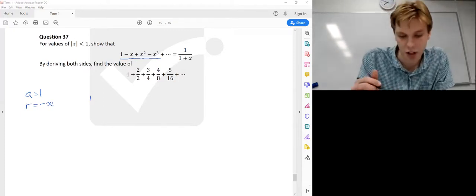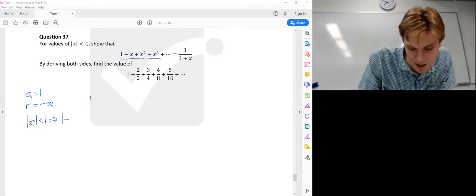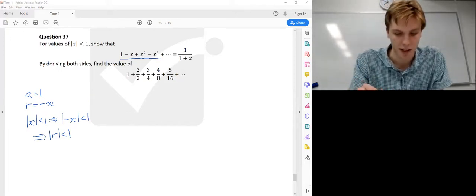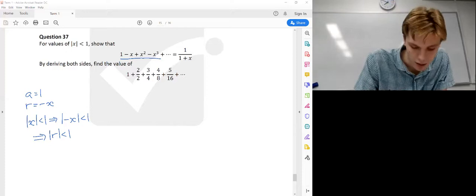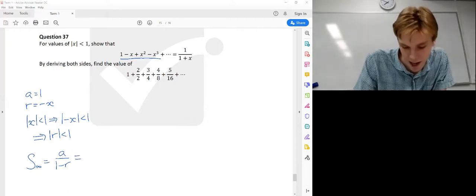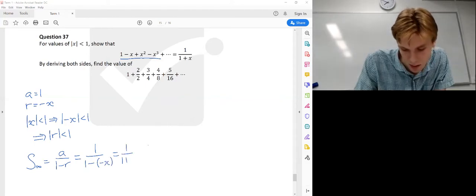And we're going to satisfy the conditions because if the absolute value of x is less than 1, that means the absolute value of minus x is less than 1. So the absolute value of the ratio is less than 1. And what this lets us do is we satisfy the conditions for a limiting sum. So the limiting sum, remember the formula is given by the first term over 1 minus the ratio, which in this case is going to be 1 over 1 minus minus x, which is 1 over 1 plus x.